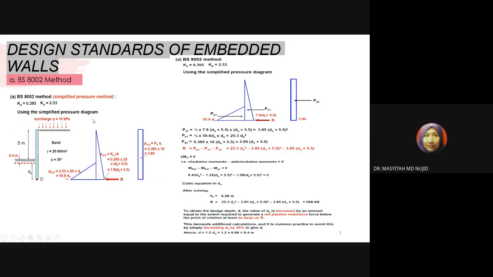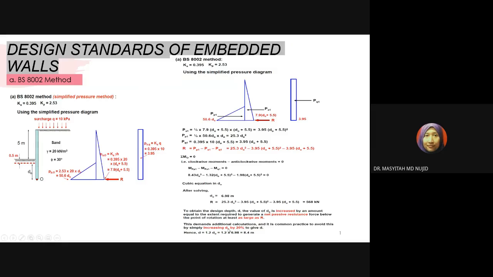Okay, if you're using the simplified pressure method, you can see that now we are taking moment at the top of the wall. So this pressure diagram is also simplified. If you make a comparison between the idealized pressure method and the simplified pressure method diagram, it will be straightforward to solve here. And since there are no double layers and no water table, the analysis or the design will be more simplified.